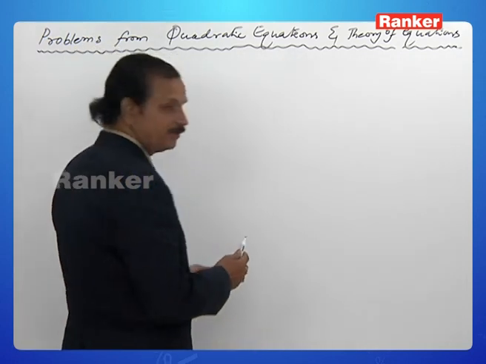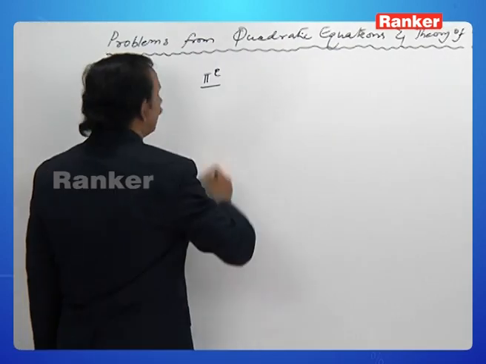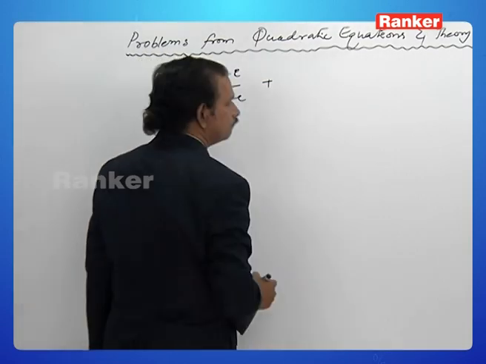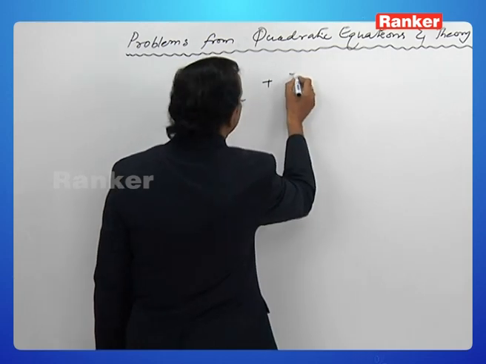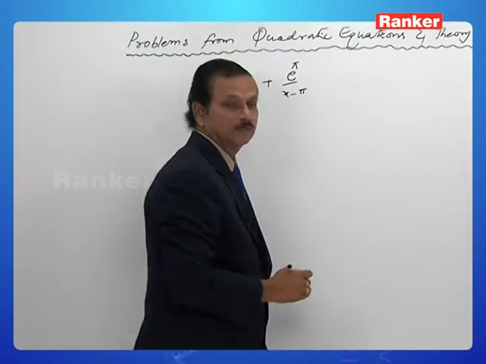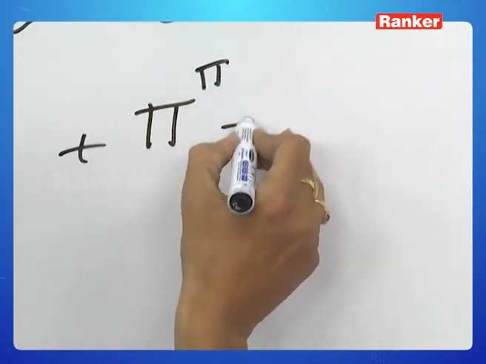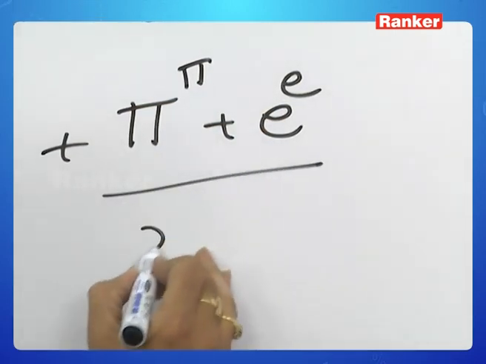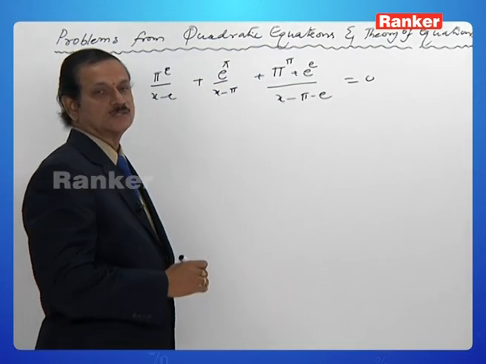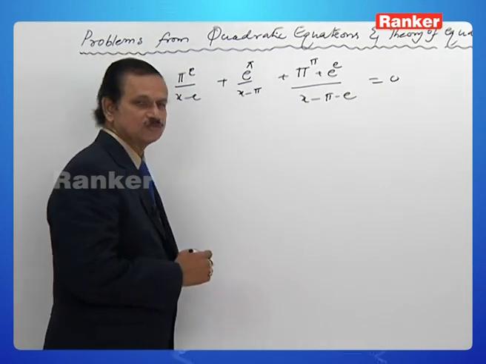What is first of all the given equation? Pi power e by x minus e plus e power pi by x minus pi plus pi power pi plus e power e by x minus pi minus e is equal to 0. And this is a somewhat difficult task to deal with.